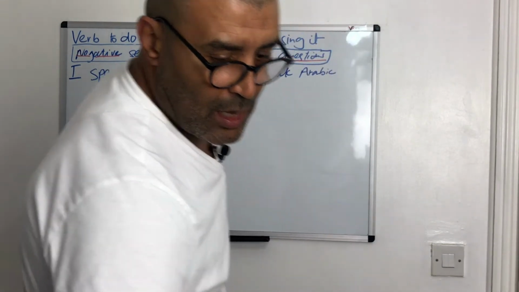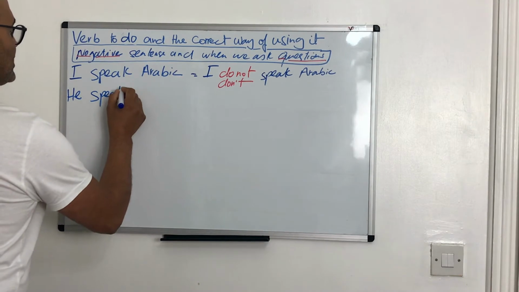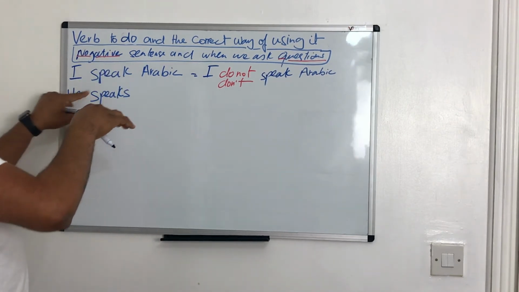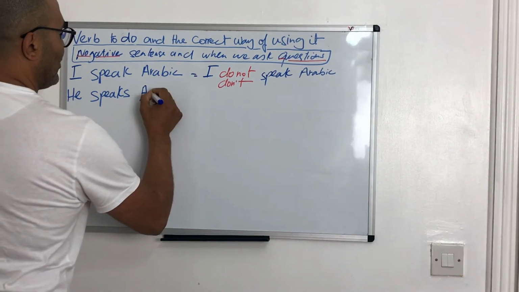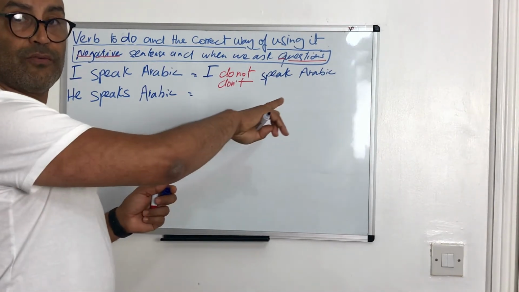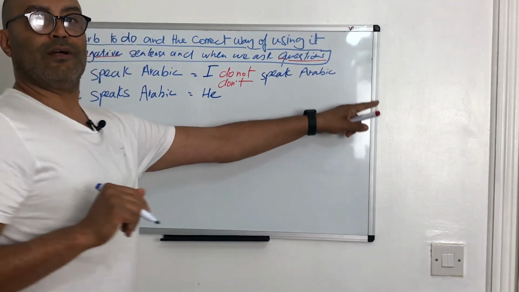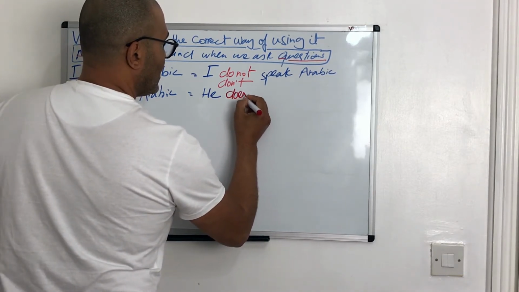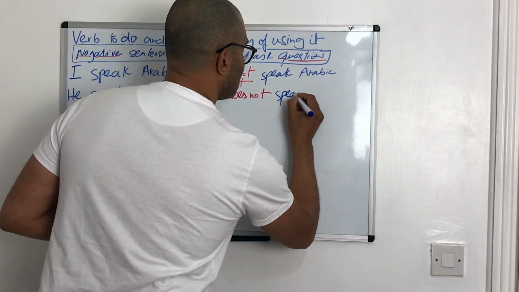Now we want to do he, she. He speaks. Not speak: he speaks, we add an s. We cannot say he speak. He speaks, she speaks. He speaks Arabic. This is in the positive. To change it to negative: he does not speak Arabic. Do you remember? He does not speak Arabic.